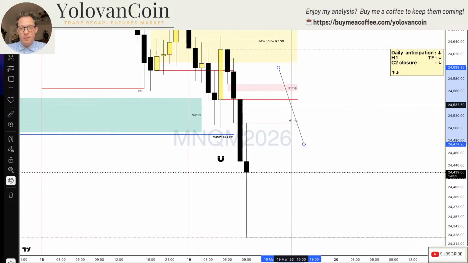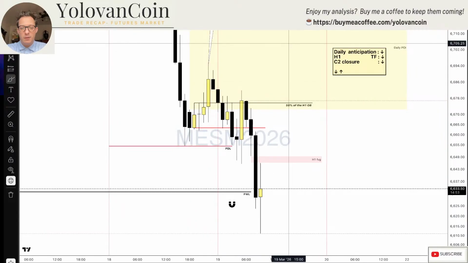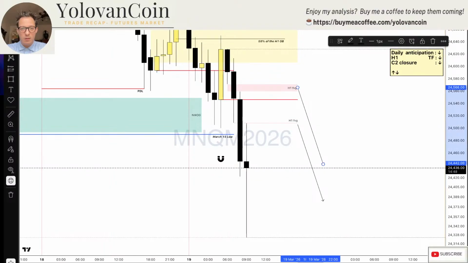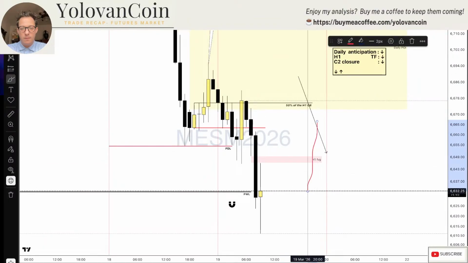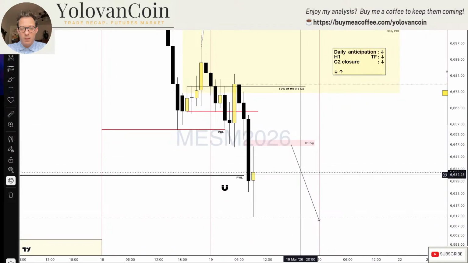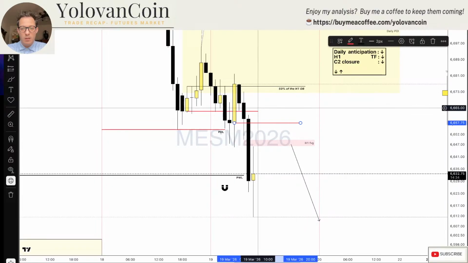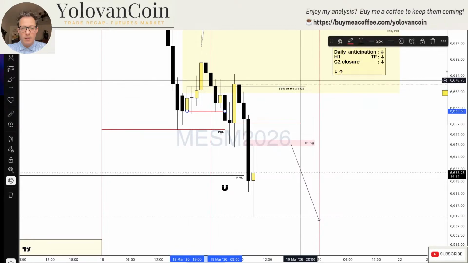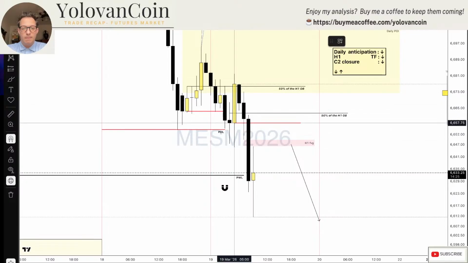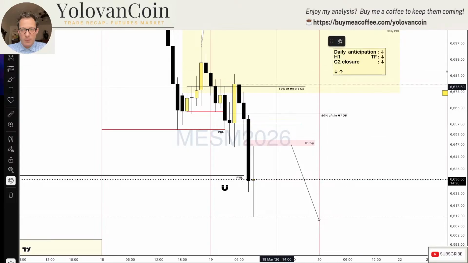So let's see. We will see which area we're gonna reach first to short. Let me just copy this. Here. Or we have a new order block here. Ideally we wanna see a retest of this order block, like it did in the 50% of this order block, right? So we wanna see a retrace as well. There we go.